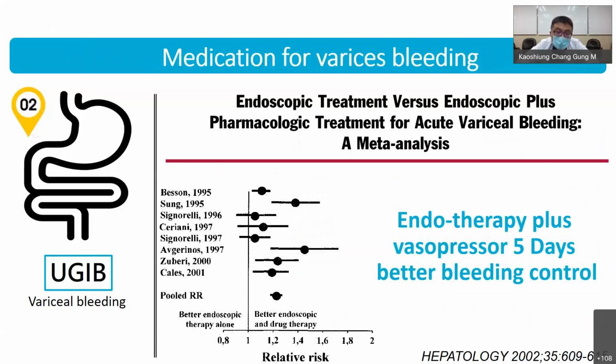How about the medications after esophageal varices ligation or gastric varices sclerosing therapy? What medication can we give for patients with variceal bleeding? Because varices formation is a vascular lesion, after the endoscopic therapy we can give patients vasopressors. The evidence shows that if we combine vasopressor use, patients have better bleeding control.